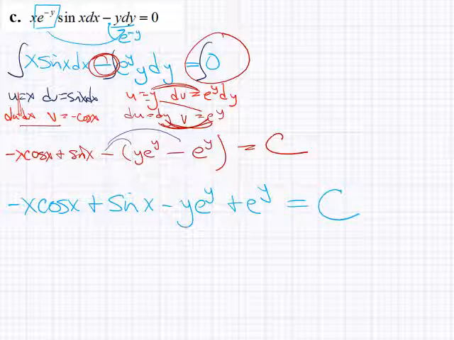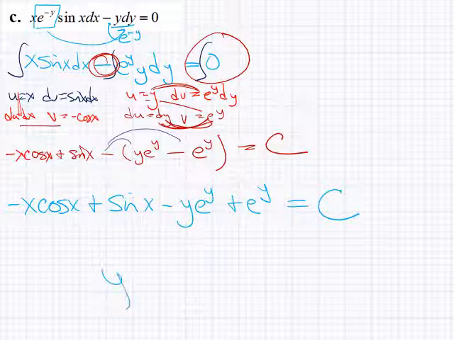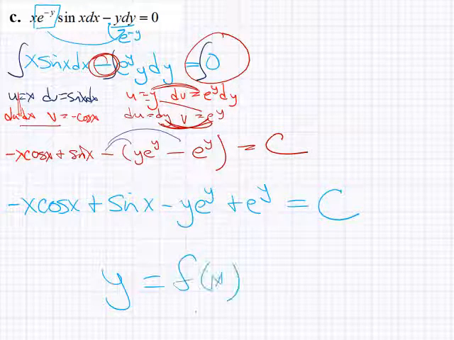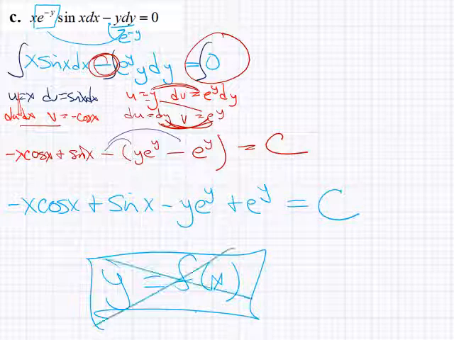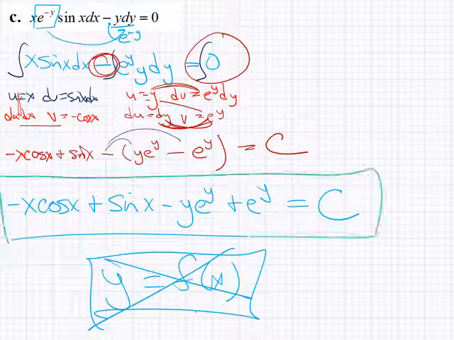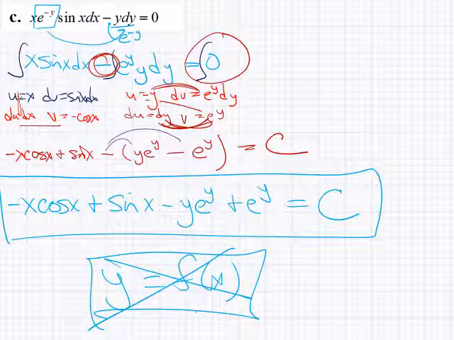As far as writing this in explicit form, there's no way that's going to happen. We're never going to get this into a y equals a function of x notation, so there's no sense in doing this. This is just going to have to stay an implicit solution. Totally fine. Sometimes you just got to deal with that. There's no initial value problem in this one either, so we're done. There's the solution to our differential equation.